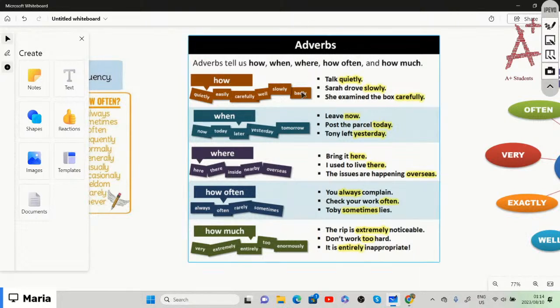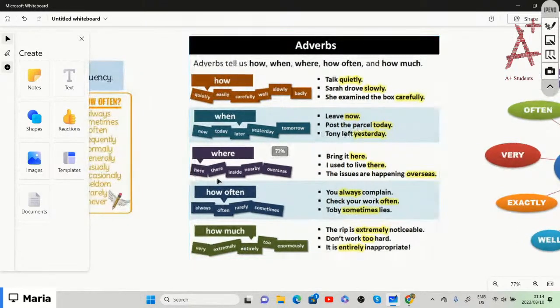Then we have adverbs that tell us when, right? And we made a few examples of when. So we can either say leave now. So now tells us when. Post the parcel today. So when should I post the parcel? Today. Or Tony left yesterday, can be yesterday or even tomorrow, right? That tells us when.